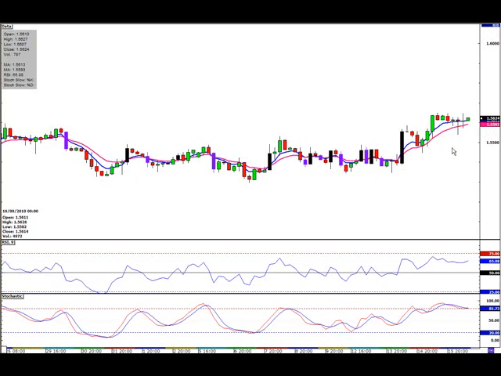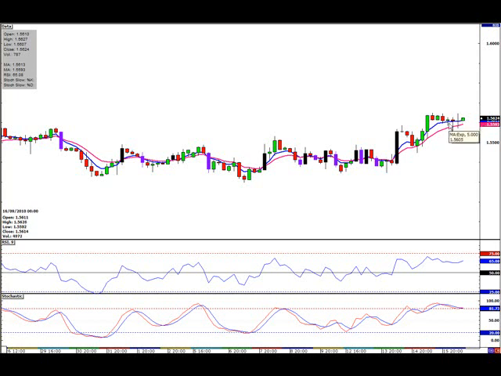Now, if I move through today's action, you can see although it was pretty sideways, there were no new trend change candles during our trading session. Therefore, the trend remained up, and the entire day we only looked for long trades.